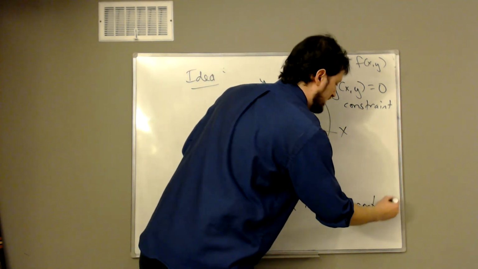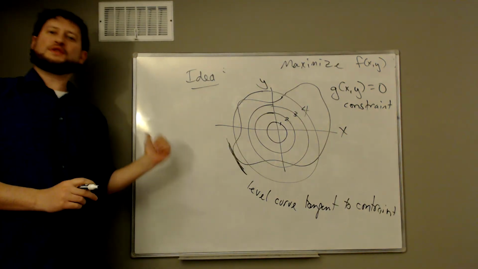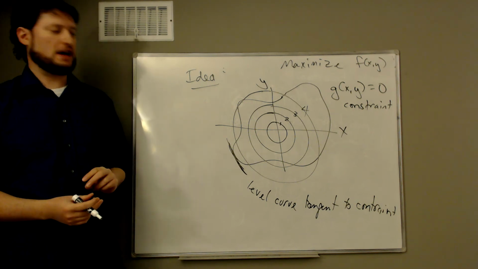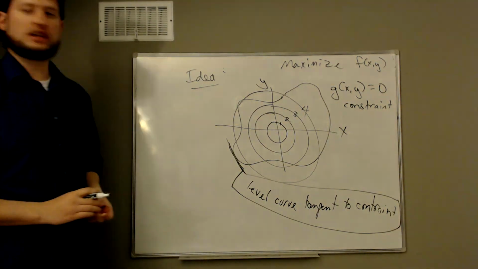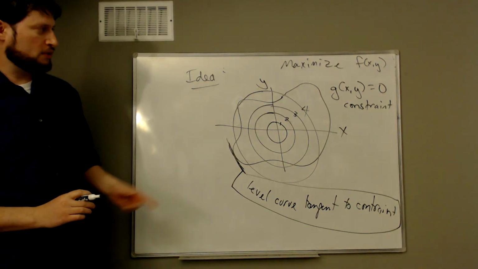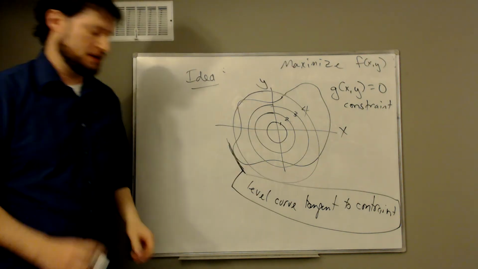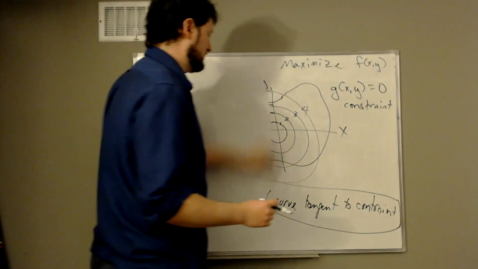Because in that case, the constraint curve doesn't go any further out beyond the level curve, so there are no greater function values. And so this is the key idea in Lagrange multipliers, to look for points where the level curve of the function is tangent to the constraint. Now, if it's tangent to the constraint, what does that really mean?